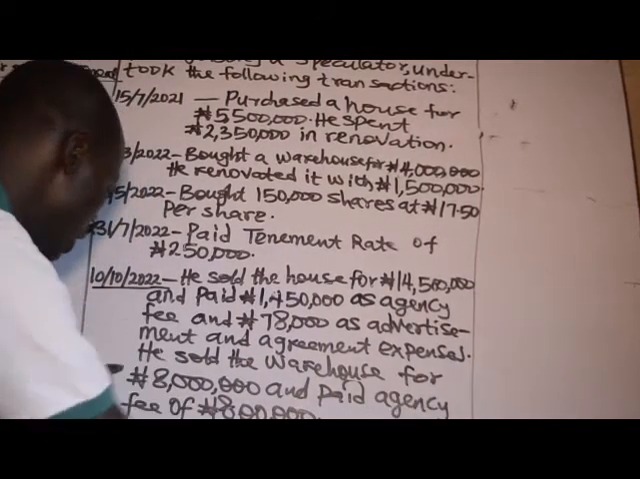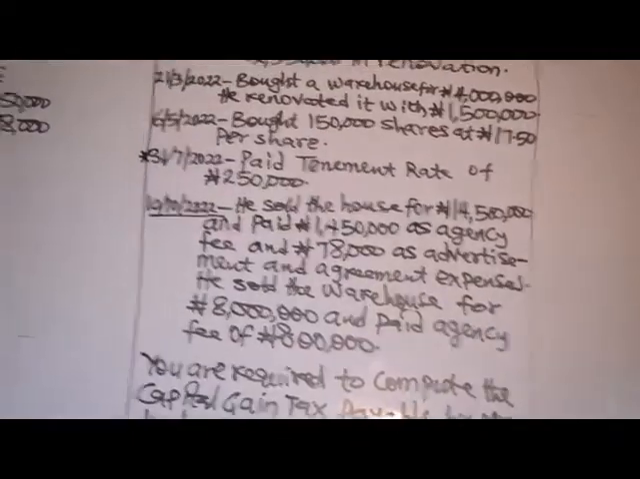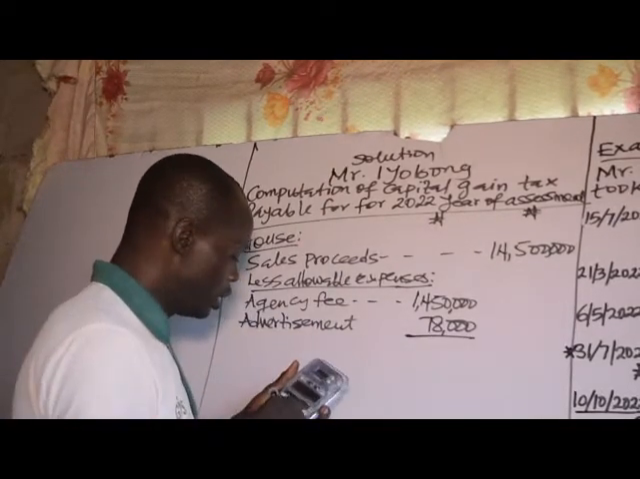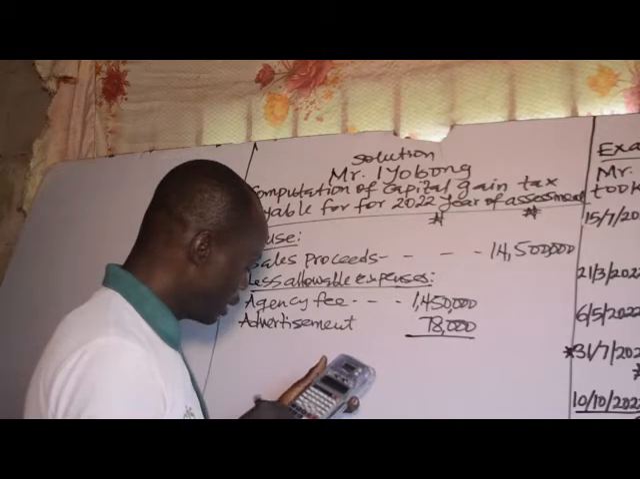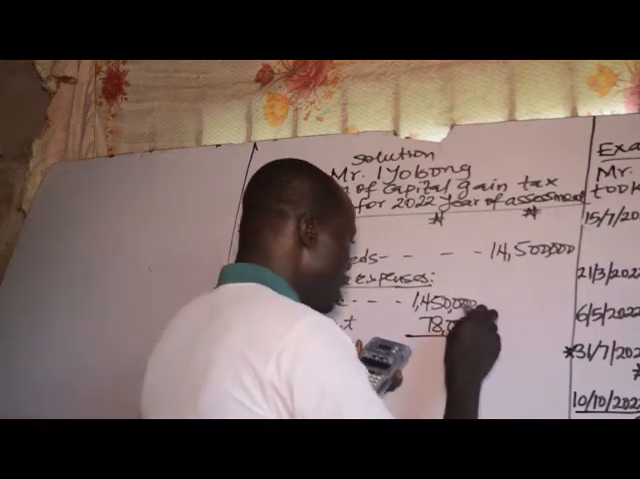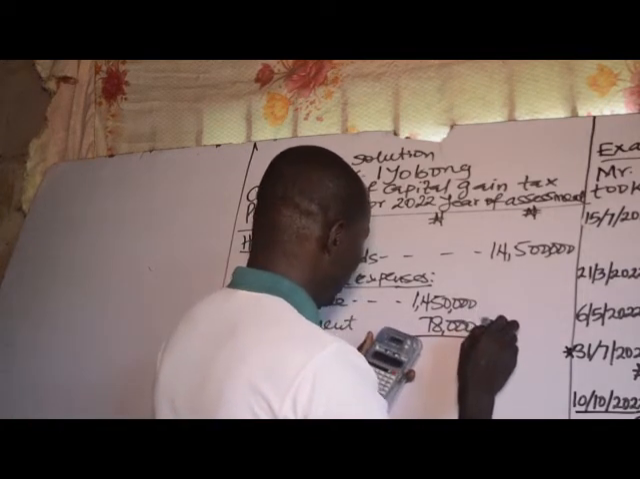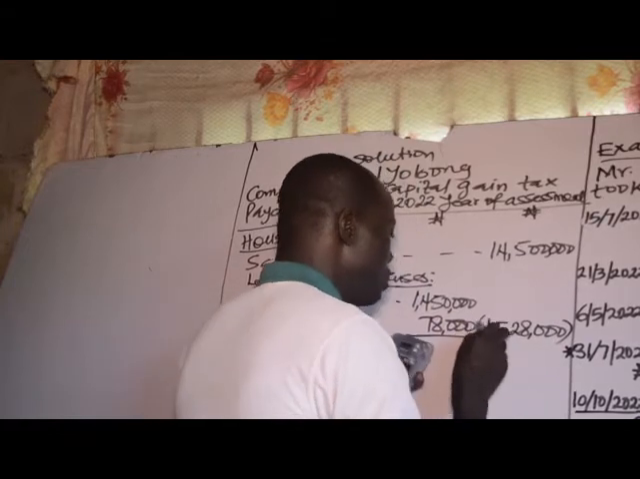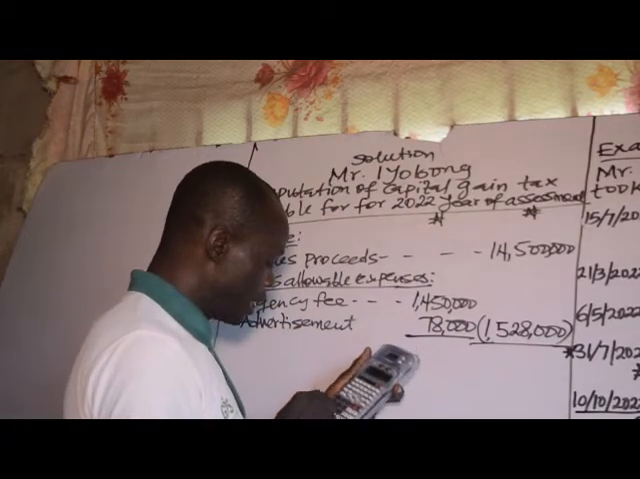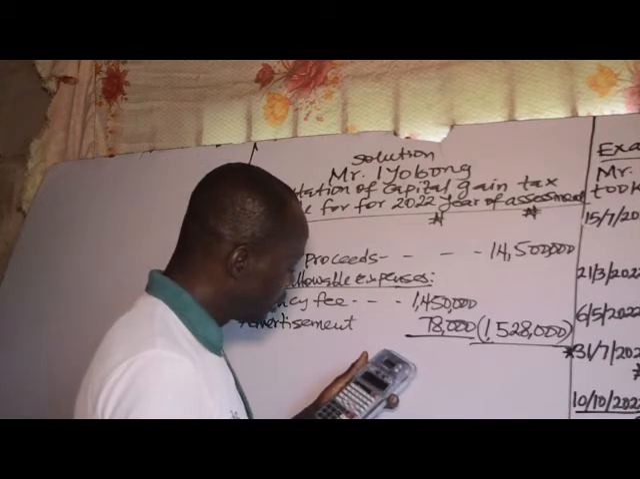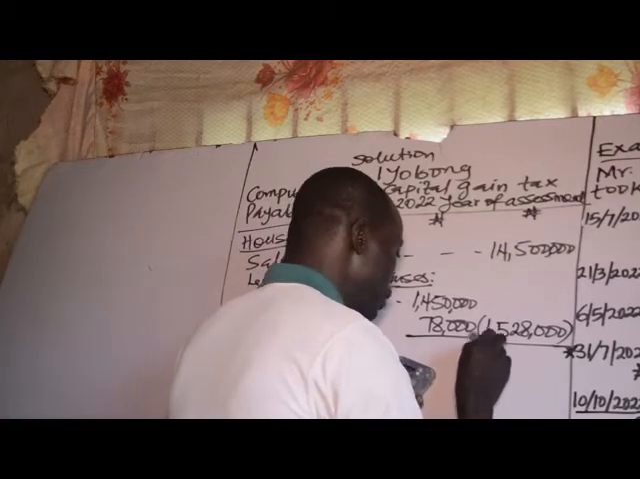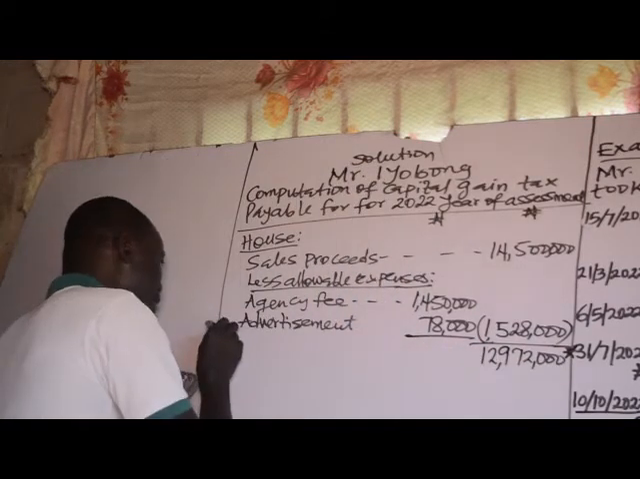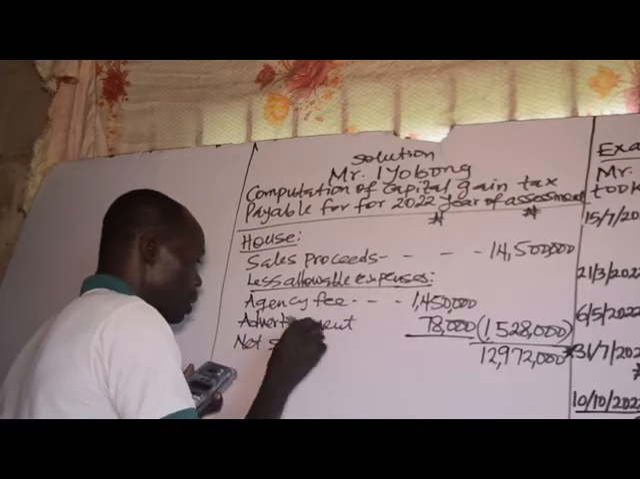Back to the question. He sold the warehouse. No, we are dealing with the house on its own. Therefore, the allowable expenses incurred in connection with the house is 1,450,000 plus 78,000. That is a total of 1,528,000. By the time we deduct the allowable expenses from the sales proceeds of 14.5 million, we have the net sales proceeds of 12,972,000.